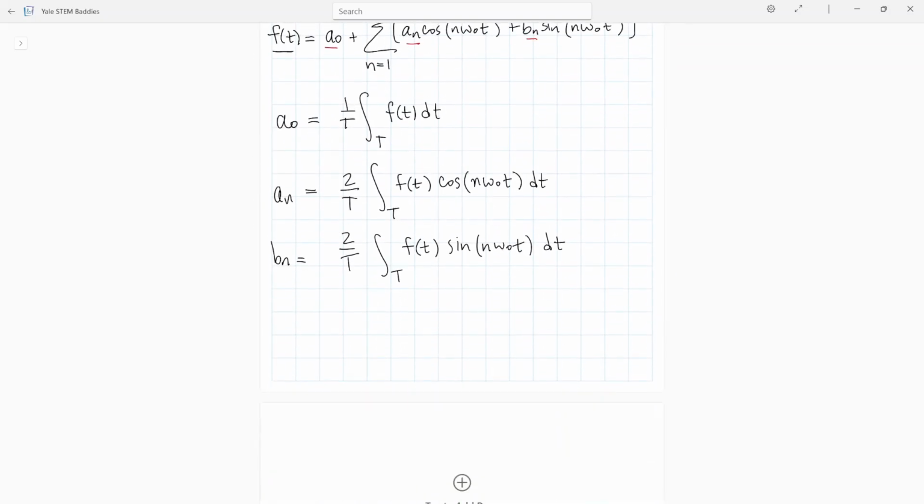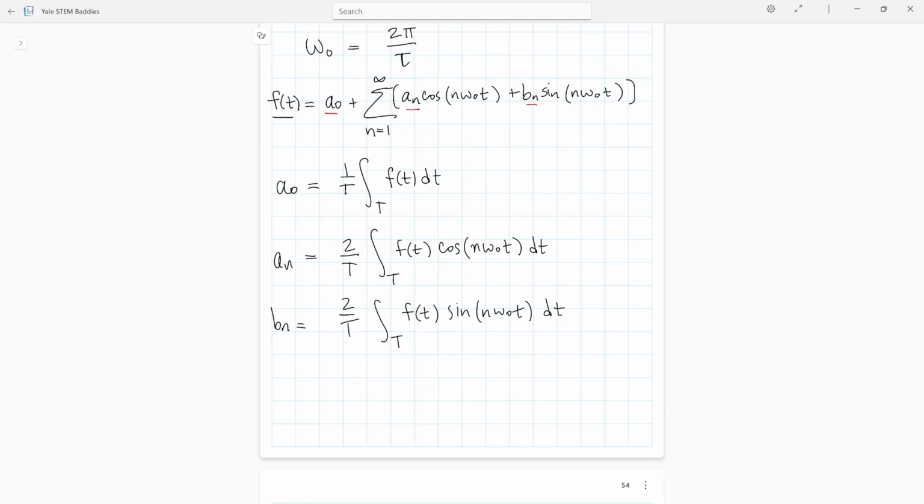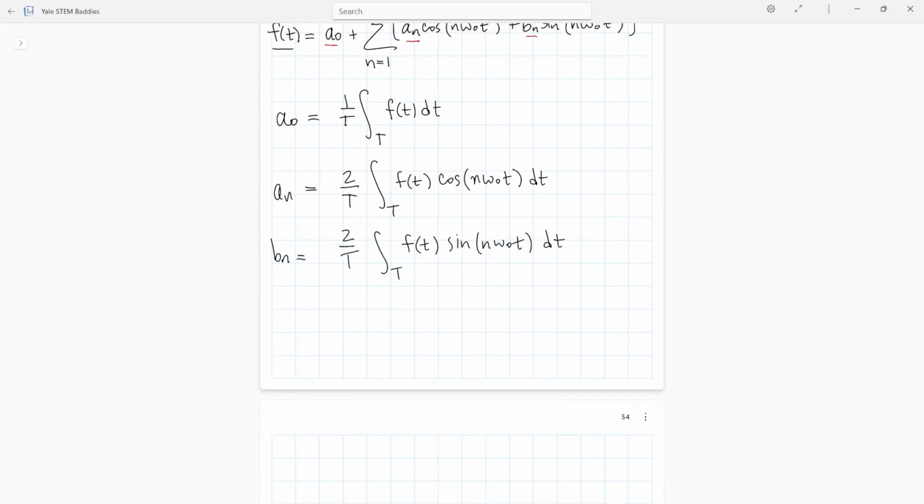Now let's move on to finding a sub n and b sub n. I'm just going to go ahead and spoil this for you. All the a sub n terms are going to be 0 because this is a quasi-odd function. If you wanted to try to solve for the a sub n terms, you can use this formula, but you're just going to be doing unnecessary work, and it will lead you to the answer of 0 for all of them. You can prove that to yourself if you're interested, but we're not going to waste time doing that.